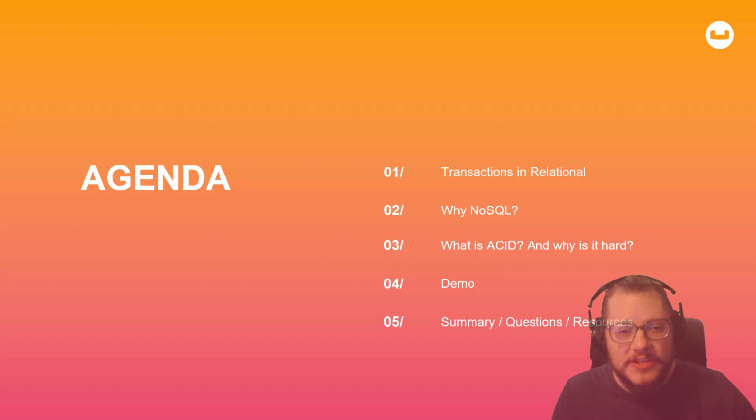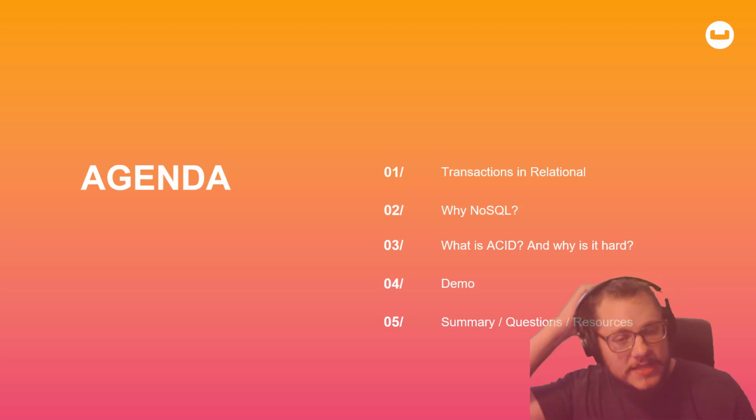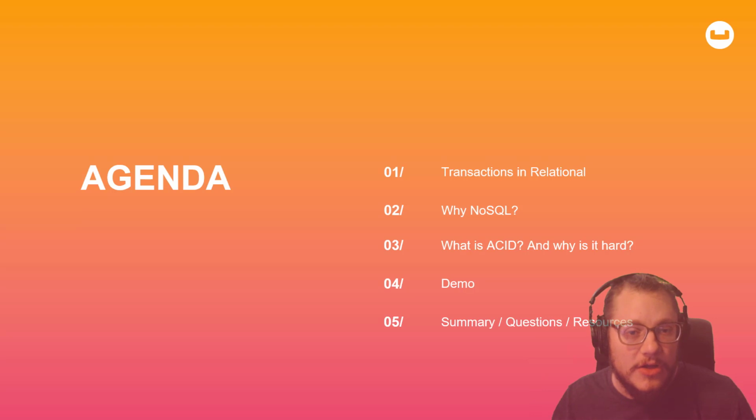Here's my agenda for today. I'm going to talk about transactions in relational. We're going to have a little bit of a refresher. And I'm going to talk about why people use NoSQL in the first place, why it exists, and what the benefits are. And then we're going to talk about what ACID actually is and why it is hard. I'll show you a demo of a NoSQL transaction in action. And then I'll wrap up with some more resources and places you can go to learn more about ACID.